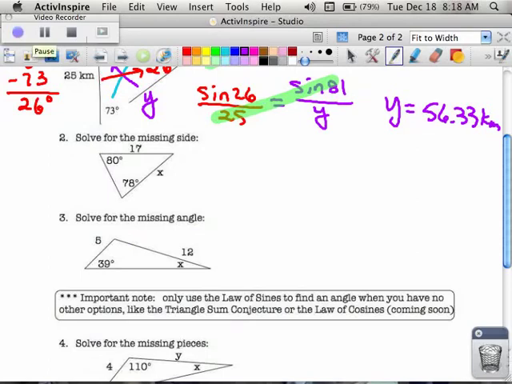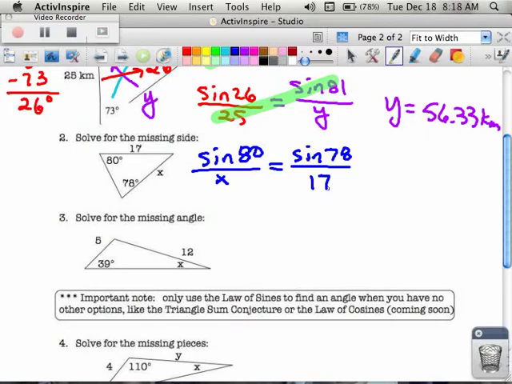So in number 2, as you're setting this up, what you should see is we have the sine of 80 over x equals the sine of 78 over 17. And when you find your answer by cross multiplying with a proportion like we've been doing in the past, you would multiply these two things that are across from each other and divide by the remainder, which is sine of 78, and you get 17.1. And that 17.1 should be really close to 17 because, again, your two angles are very close together in size.